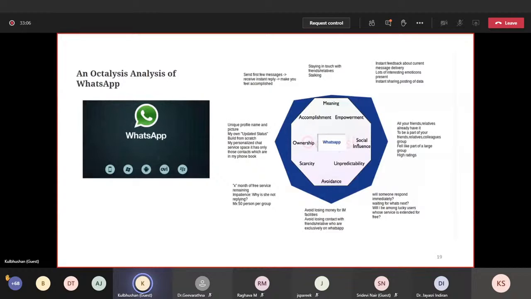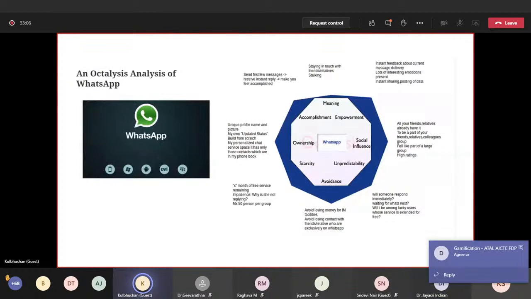So not all people are the same. There can be other people who are not displaying their photo on WhatsApp. So from that person's perspective, they are more likely to give less value to the ownership core drive, but they are using WhatsApp because they are driven by, let us say, the social influence core drive. Their friends are on WhatsApp. They want to maintain regular contact with the friends. So that is why they are using WhatsApp. So they are more likely to use WhatsApp because of social influence rather than the ownership core drive. So it depends upon person to person.